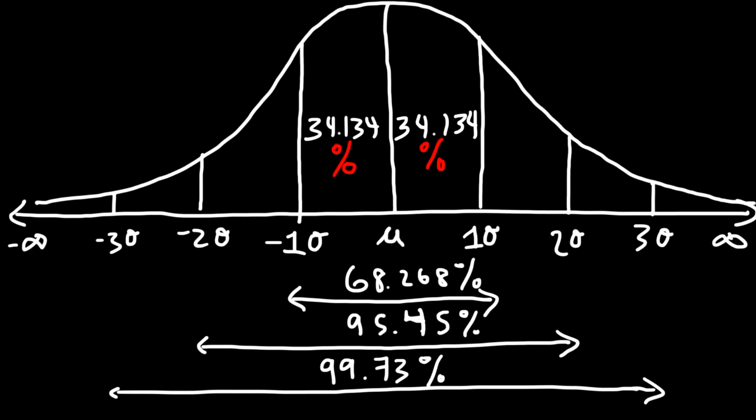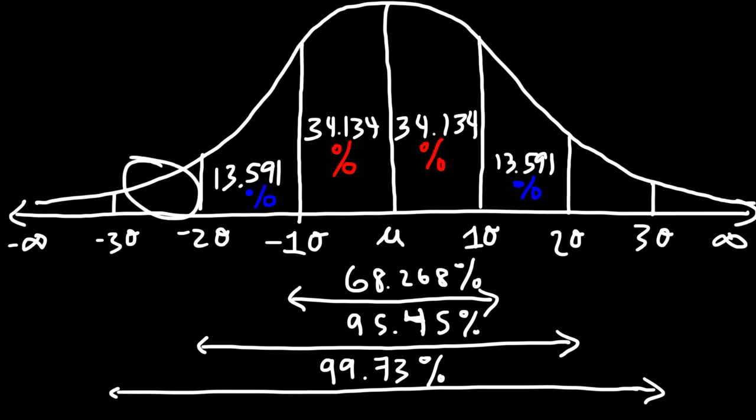Now, what percentage goes in this region? If you take the difference between these two numbers, so if you subtract 95.45 by 68.268, that will give you 27.182. Take that number, divide it by 2, and you should get 13.591. And this number is going to go on both sides. So that's the percentage of an event happening between the first and the second standard deviations of either side.